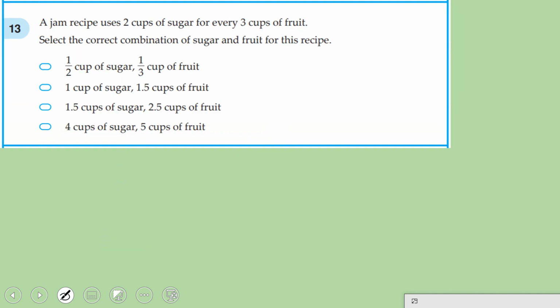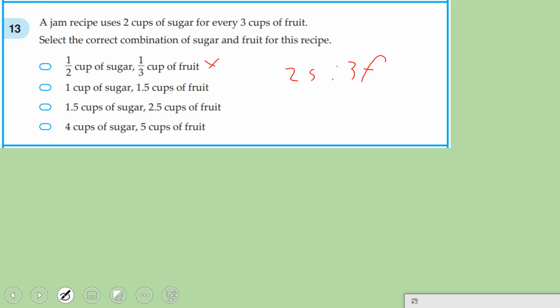A jam recipe uses 2 cups of sugar for every 3 cups of fruit. So that's already a ratio. 2 of S for every 3 of F. Sugar, fruit. Select the correct combination of sugar and fruit.